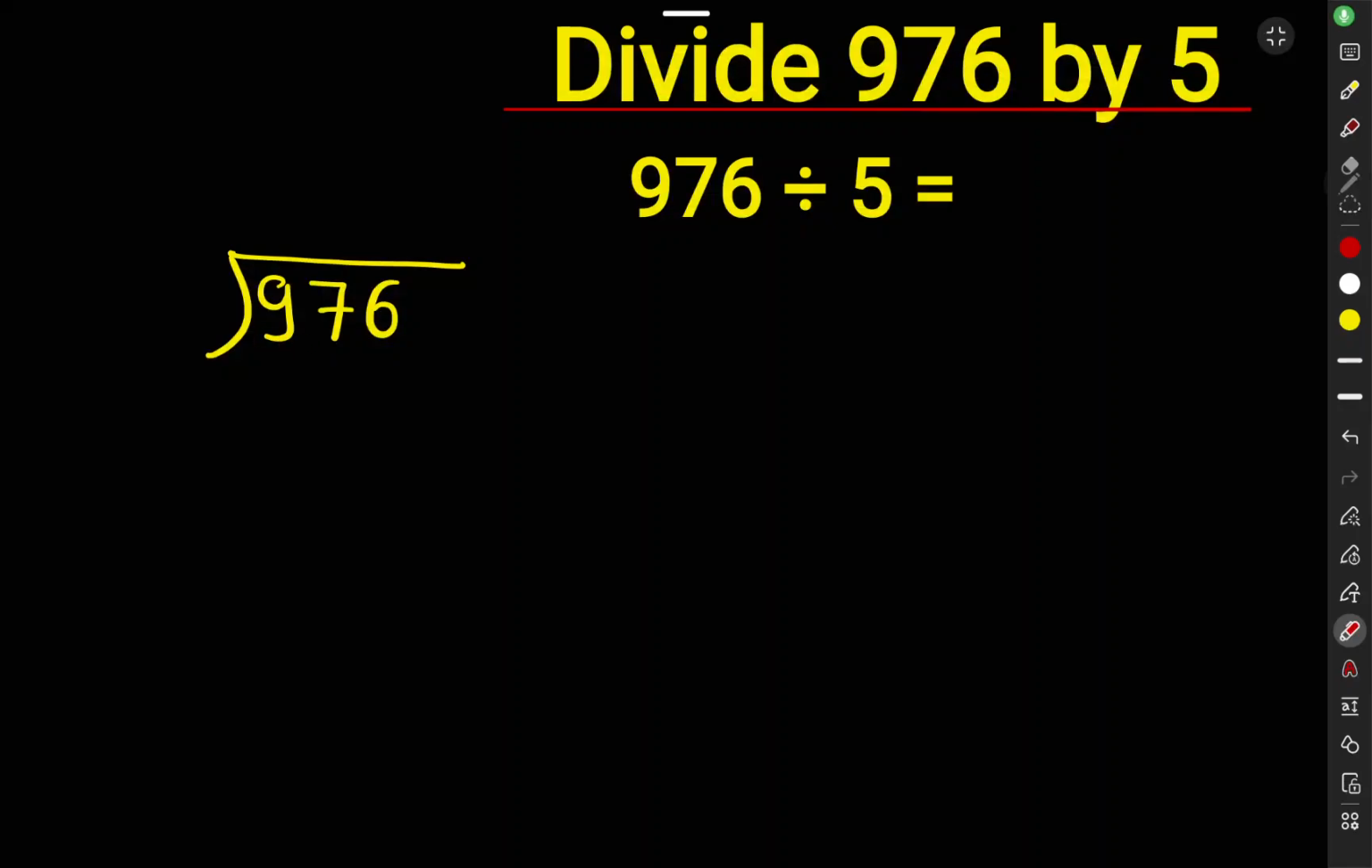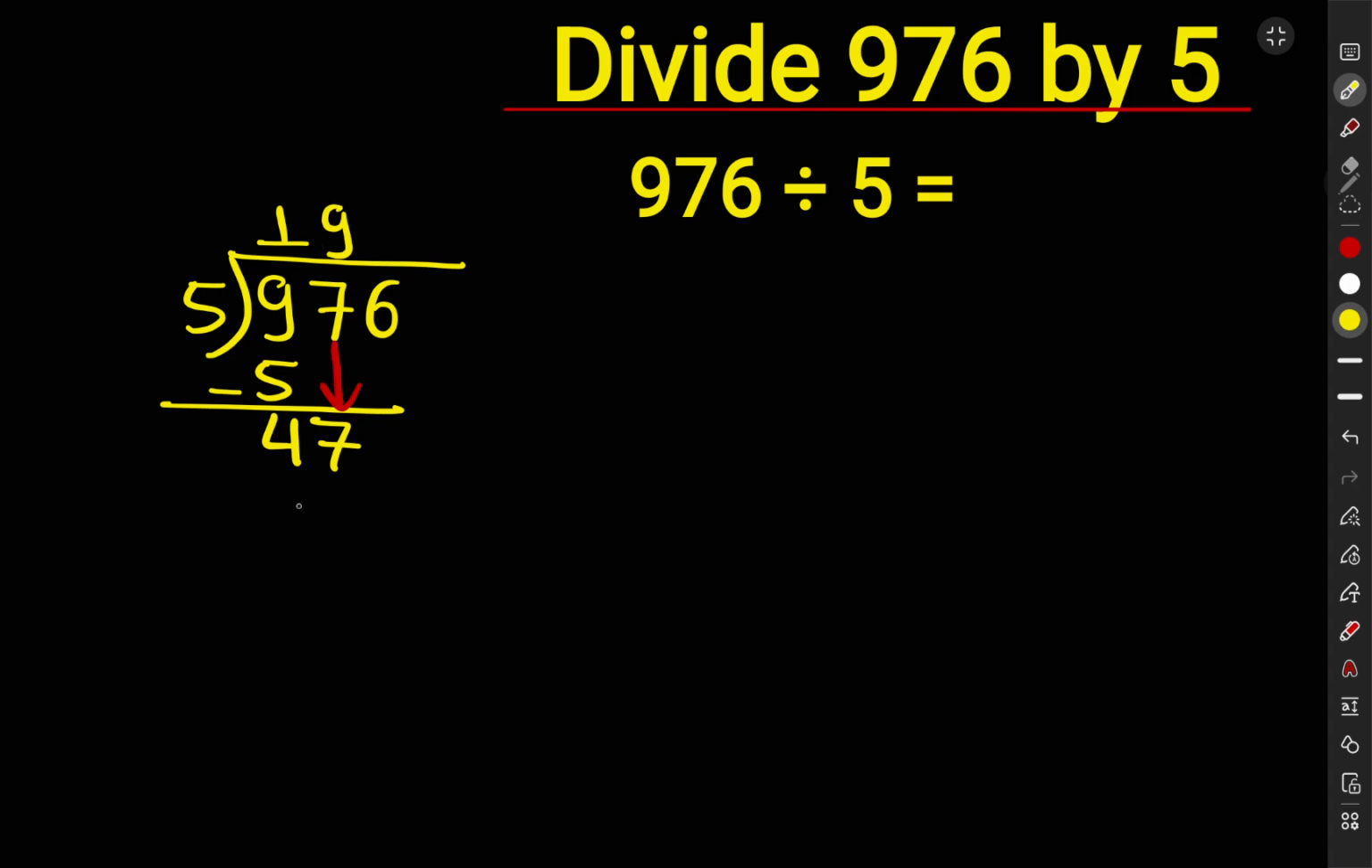We divide 976 by 5 in long division method. 5 times 1 is 5. On subtracting we get 4. So now we put down this 7 and it is 47.